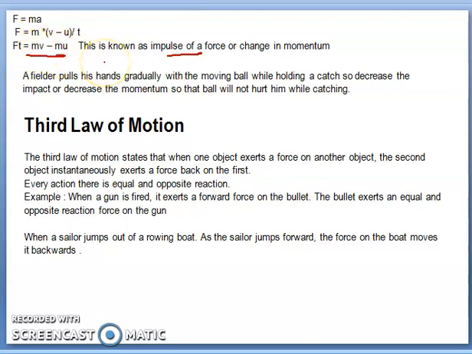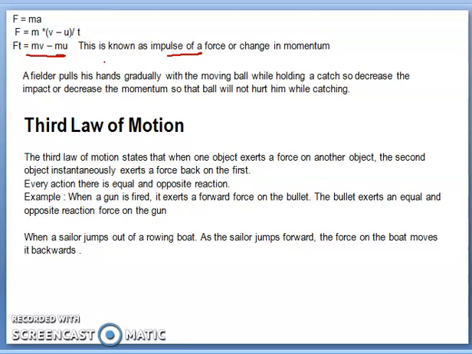So how do we increase or decrease momentum? By increasing or decreasing the velocity, because momentum depends upon the velocity. An example is the fielder who pulls his hand gradually, or slowly, with the moving ball while holding a catch, so it decreases the impact or the momentum so that the ball will not hurt him while catching the ball.